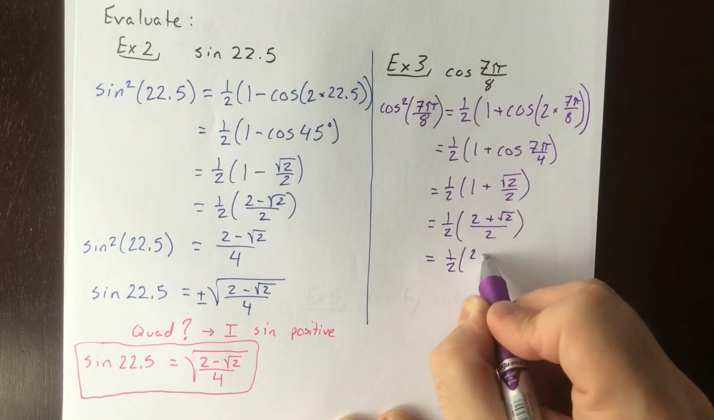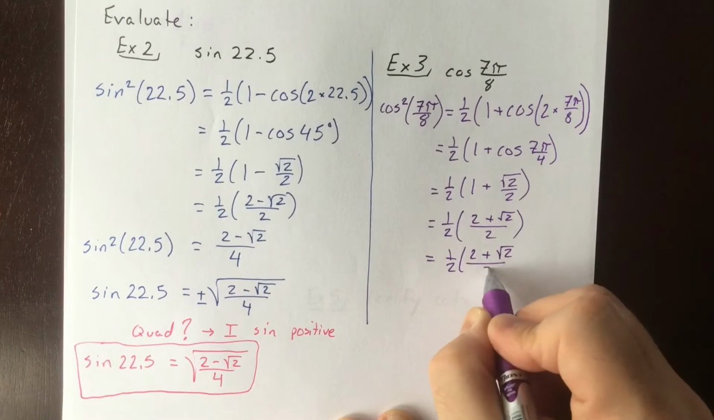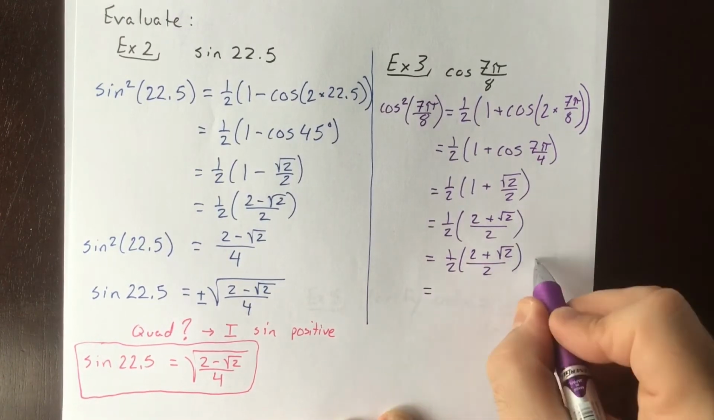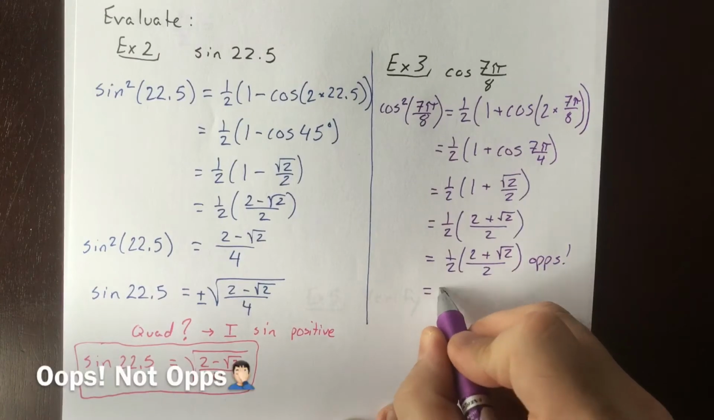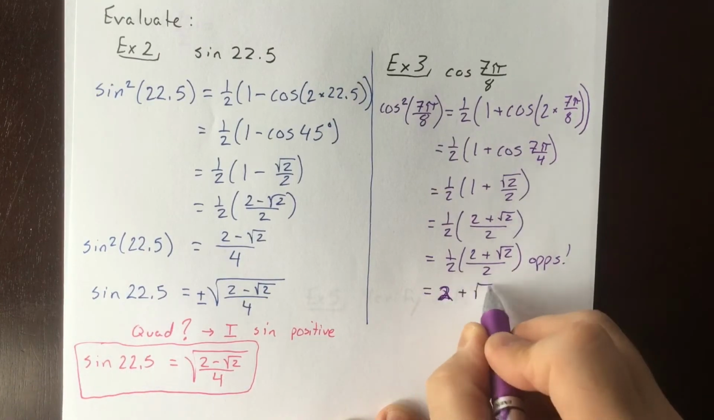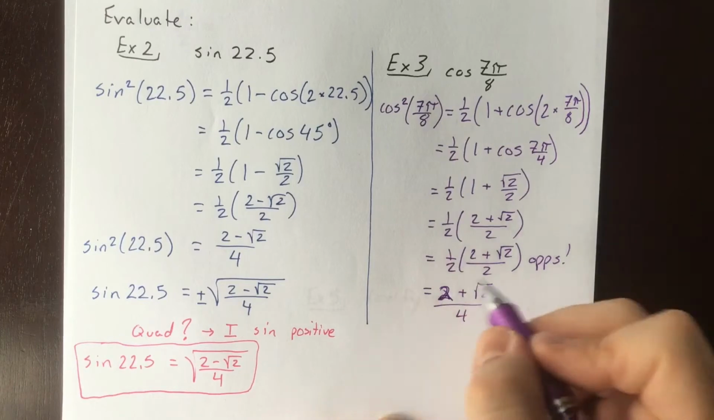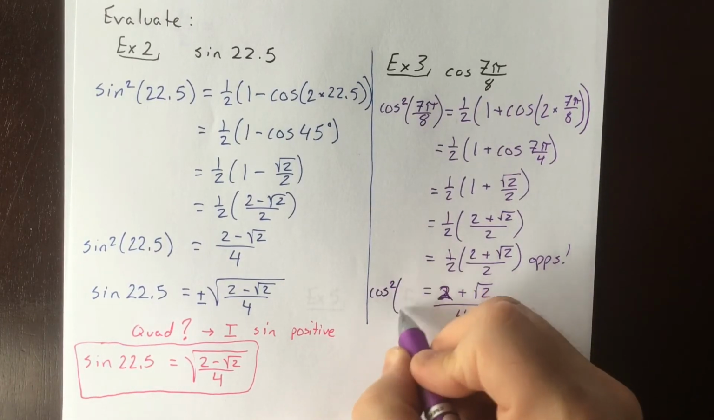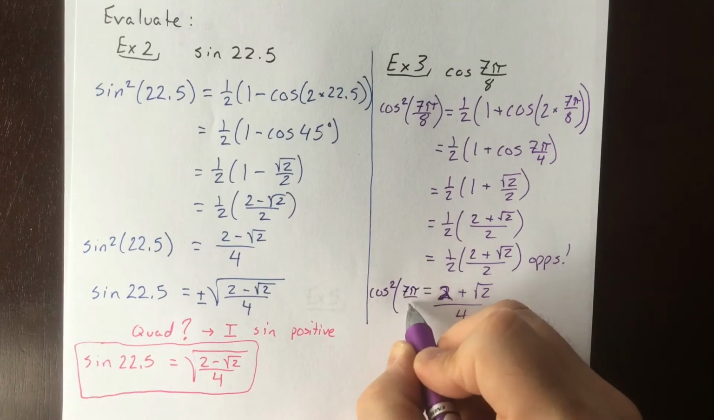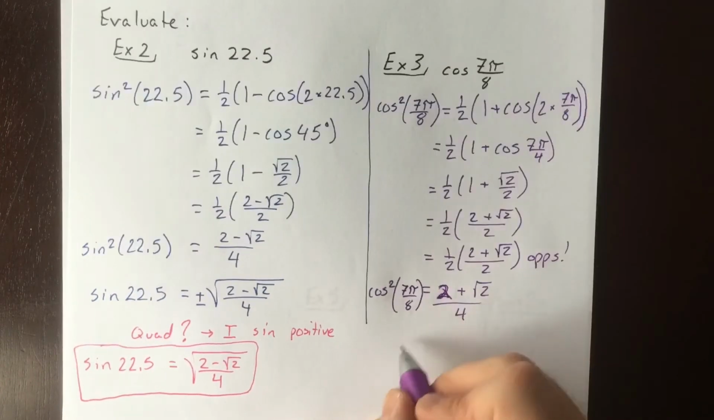Well, I'll just write it again for you guys. Nothing's wrong with that. And so, oops. So we get 2 plus root 2 over 4, and this is cosine squared, which we square root.